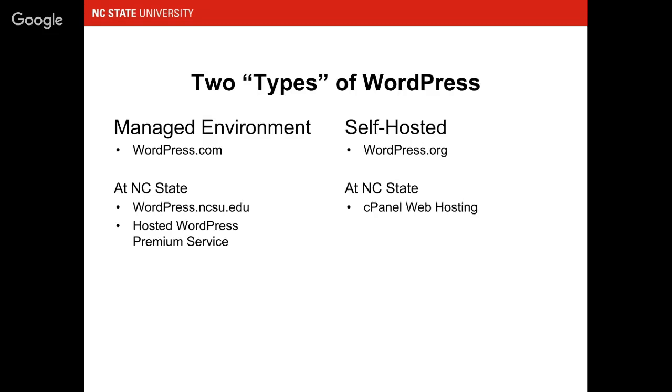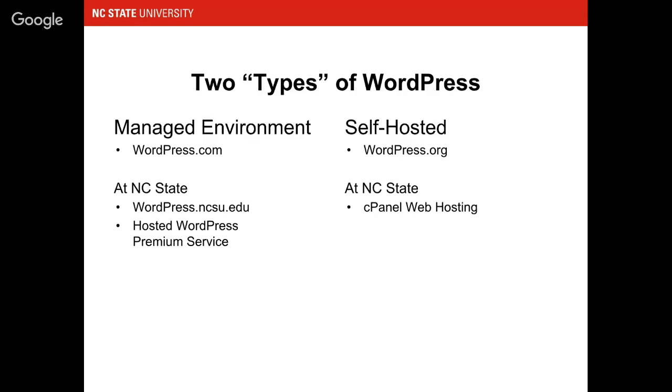At NC State, here's what that looks like. OIT provides two managed environments for campus, WordPress.ncsu.edu, which is very similar to WordPress.com, and we'll talk about that in a minute. Anyone can sign up and create a website. And then we also have what's called hosted WordPress, which is a premium service for sort of the equivalent of paying that $20 a month to WordPress.com to upgrade your website and get all the special features. Sort of a similar sense for the premium service. And we'll talk about that, I think, on the next slide. I don't want to get ahead of myself.